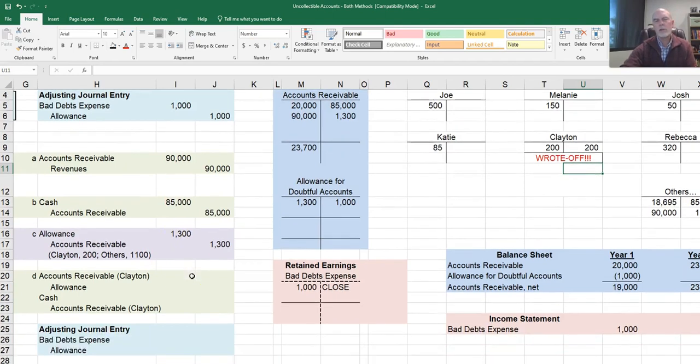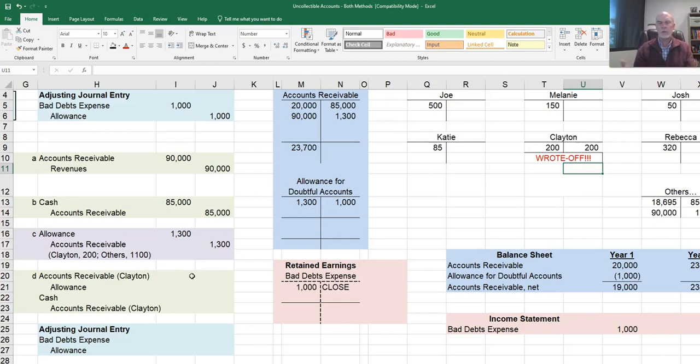Now, every now and then you might have a customer that you had already written off come in and pay you. So what do you do in that case? It might be pretty rare, but let's say that Clayton comes in real apologetic and says, man, I'm really sorry that it took me so long to pay you. I just fell into some hard times, but I want to get my account back into good standing with you, so here's the $200 that I owe you. Well, of course we're going to be very thankful that they brought that in, but now we've got to figure out how to record it.